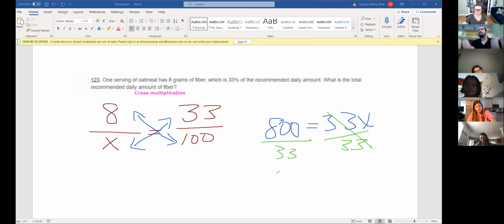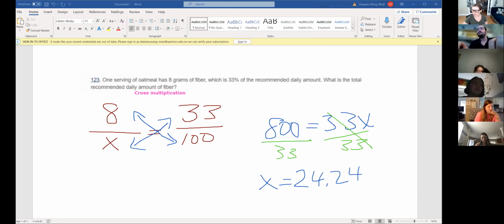And I got 24.24. Okay. Did anyone else get that? Or did anyone else do it differently? I did it differently and got the same thing, the same answer. I just did it differently. Okay. All right. How did you do it?